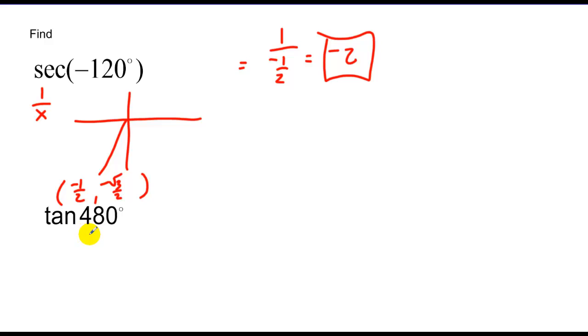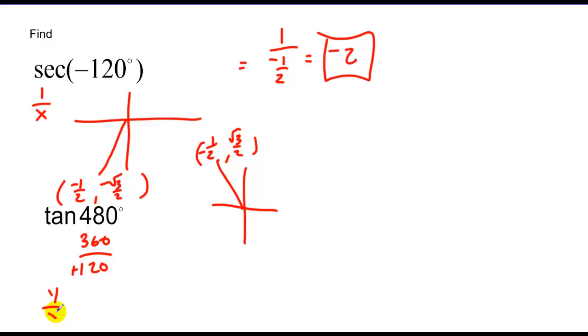Tangent of 480. 480 is more than 360. How much more? I could take and subtract. This is a coterminal angle. So I'm at 120 degrees. At 120 degrees, I'm somewhere over here. I need my x and y values for 120 degrees, which puts me at a half, which is negative, and root 3 over 2.